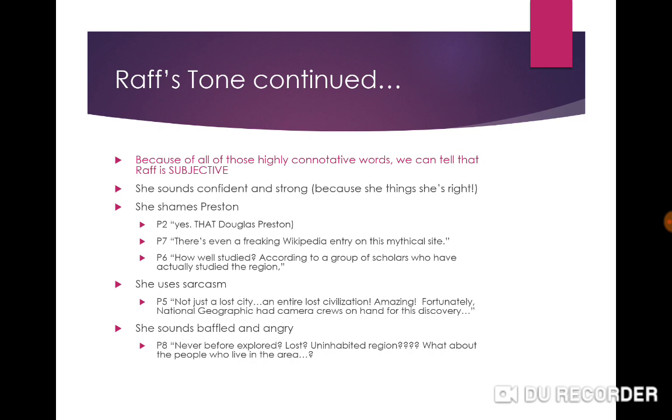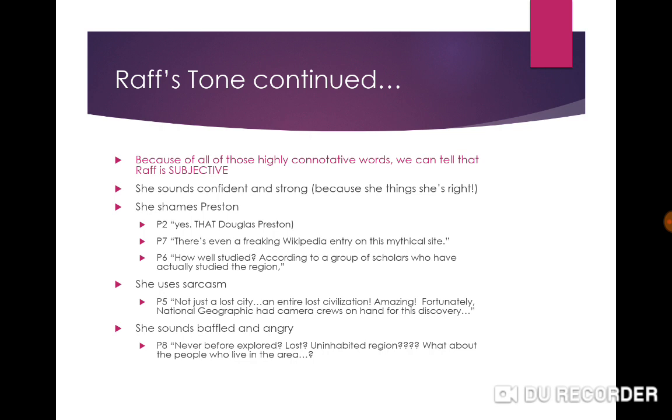She shames Preston. It's like she's saying, shame on you, Preston. Here's some examples. Paragraph 2. When she says, but according to Douglas Preston, yes, that Douglas Preston, here she's making fun of him. She's like, yeah, that guy, the guy that wrote Relic Hunter, that guy, right? She's making fun of him at that point.